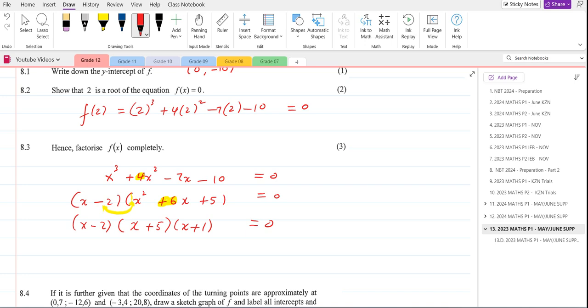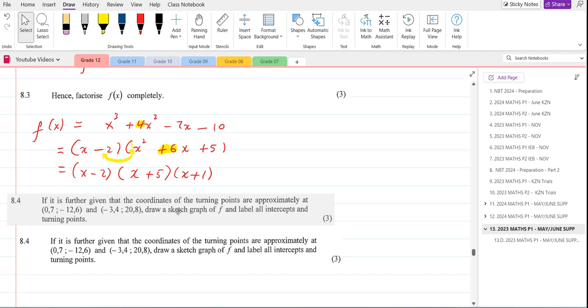No, they just said must factorize f of x. So you can't say it's equal to 0, right? So you need to say f of x equals, right? Equals and equals. So we just factorize this completely. Don't say it's equal to 0.